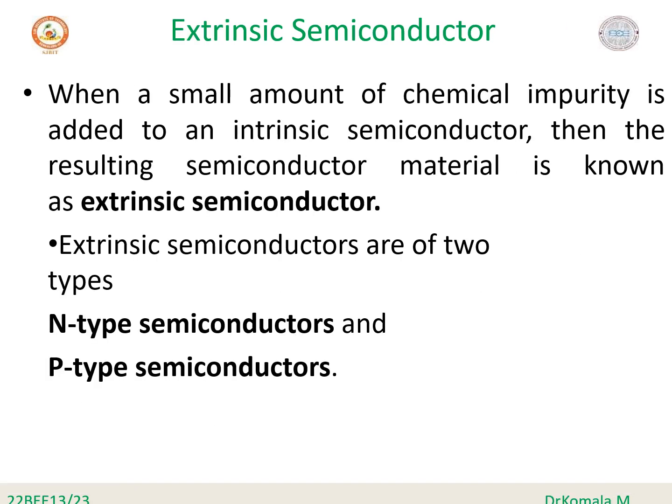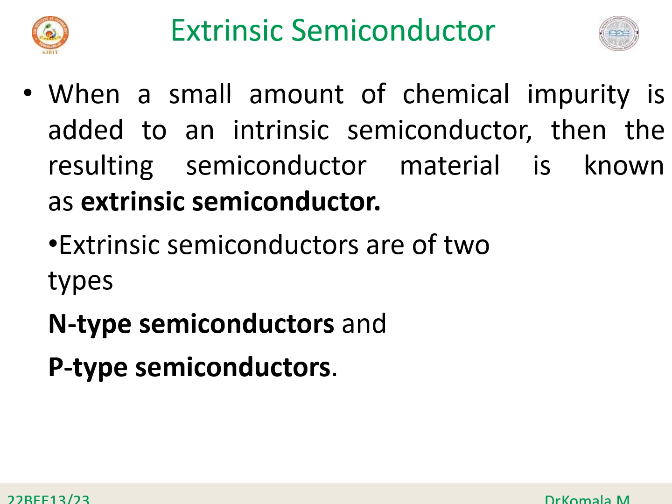The second type is the extrinsic semiconductor. Whenever we add a small amount of chemical impurity to the purest form of intrinsic semiconductor, the final resulting semiconductor material is what we call an extrinsic semiconductor. There are two types of extrinsic semiconductors, that is the N type semiconductor and the P type semiconductor.